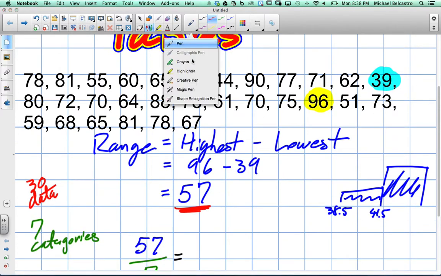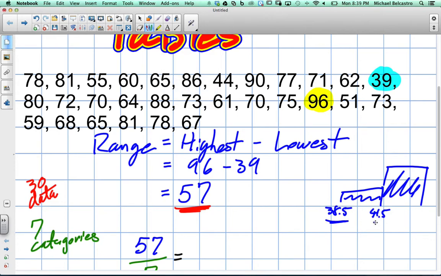Would you prefer we did the decimal ones or the less than signs? The less than signs. Yeah, you want to do the less than signs?